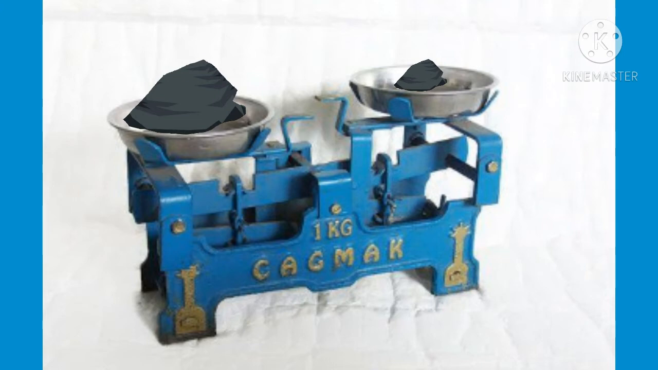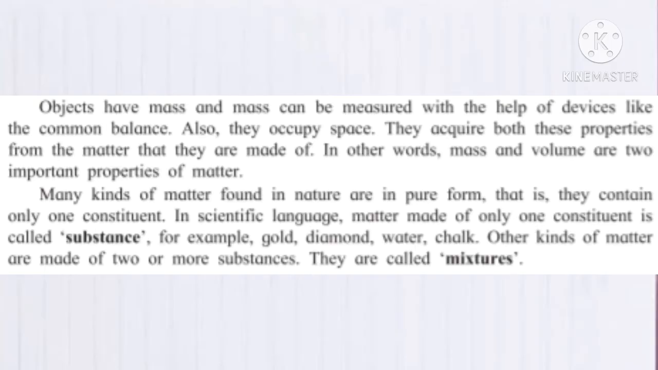Which properties of matter can you tell from the above activities? Objects have mass and mass can be measured with the help of devices like the common balance. Also, they occupy space. They acquire both these properties from the matter that they are made of. In other words, mass and volume are two important properties of matter. See, what are the two important properties of matter? They occupy space and they have mass.